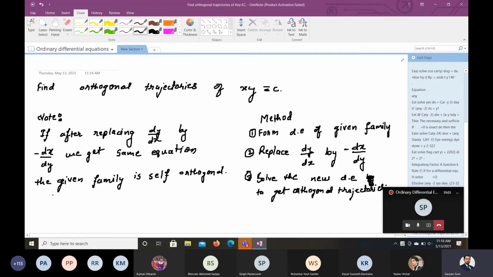So if you want an example, I'll give you this as homework. You can try this later, and you can see that after eliminating the arbitrary constant and replacing dy by dx by minus of dx by dy, for this particular example you will get the same equation, and this is self-orthogonal.